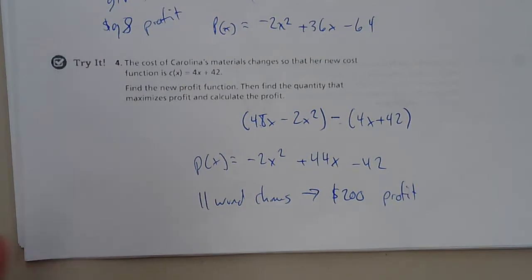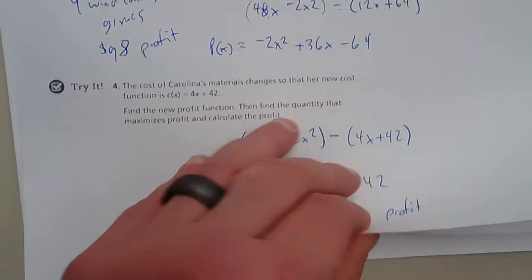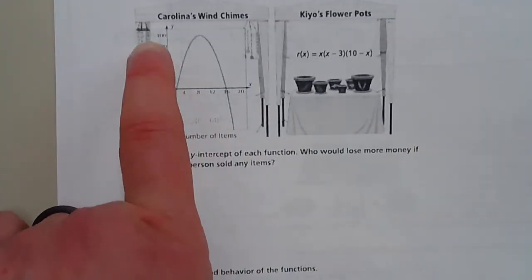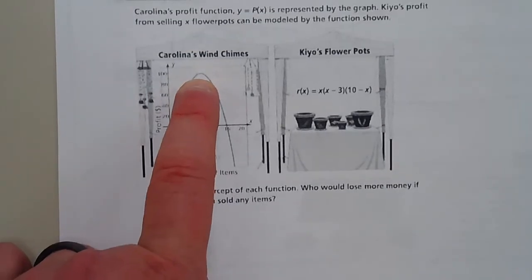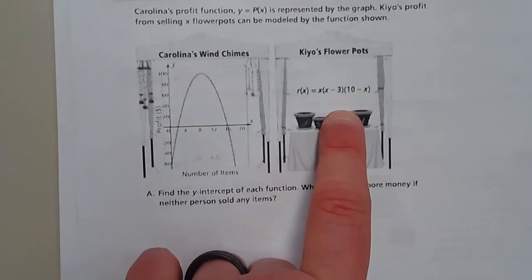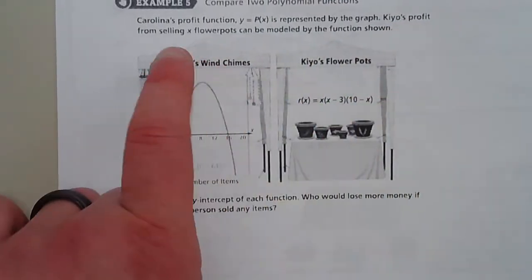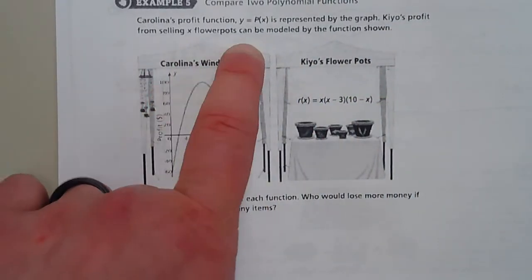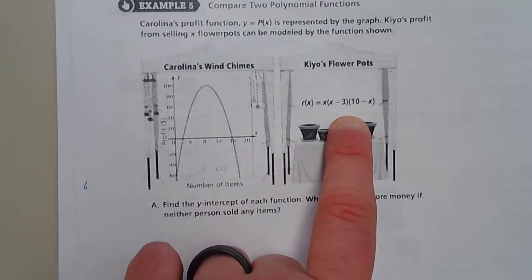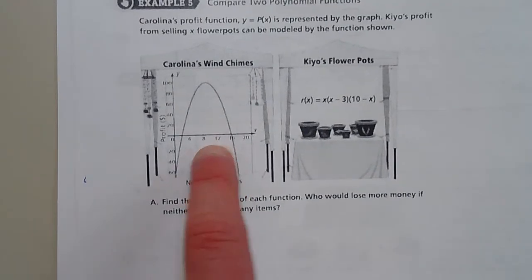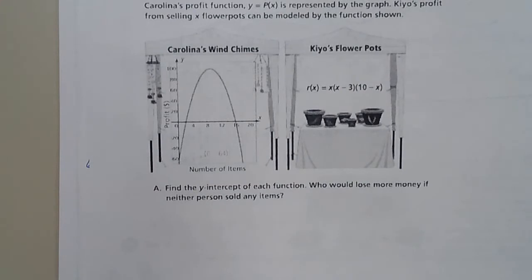All right. Now they follow up this question on the next page with the Carolina's wind chimes problem. This is the first one, like the A one that we had. They're going to compare it to someone selling flower pots, whoever Kio or Kaio is, selling X flower pots, and this gives us a function for this. At this point, they're asking us to compare the two people's businesses, her wind chimes and the flower pots.